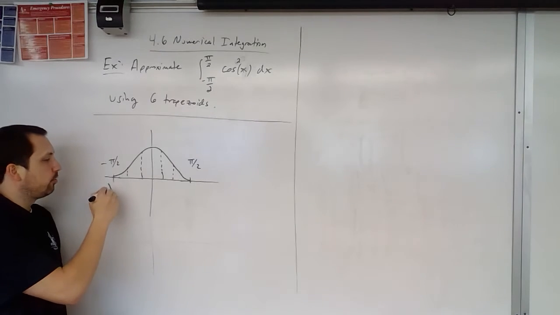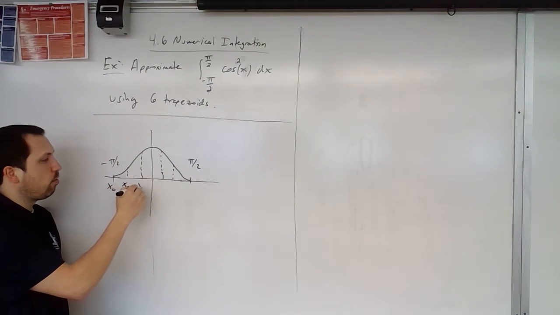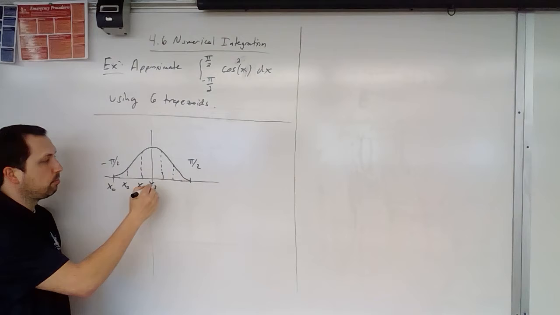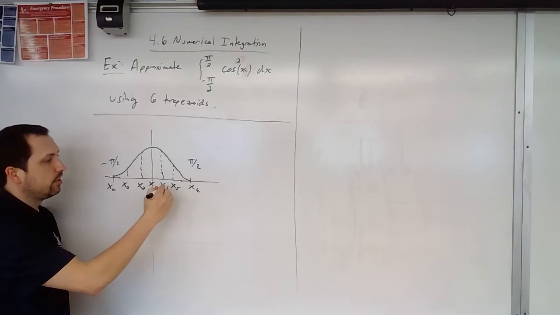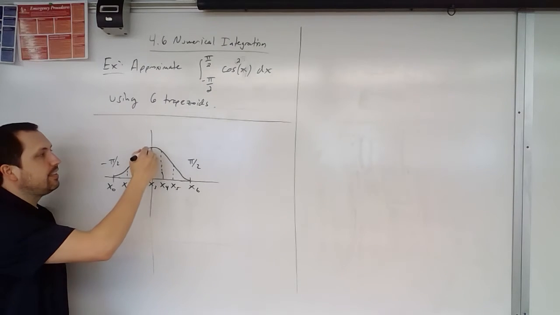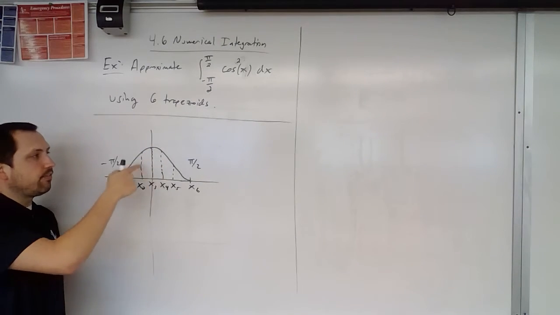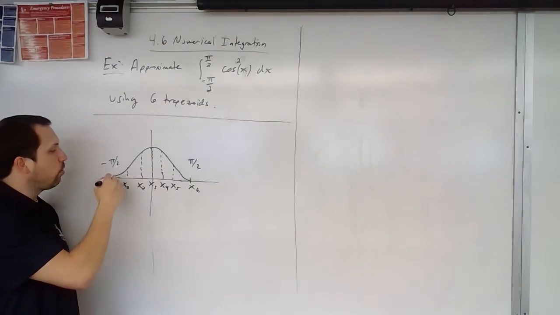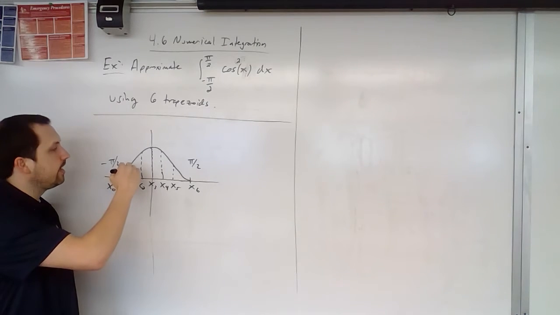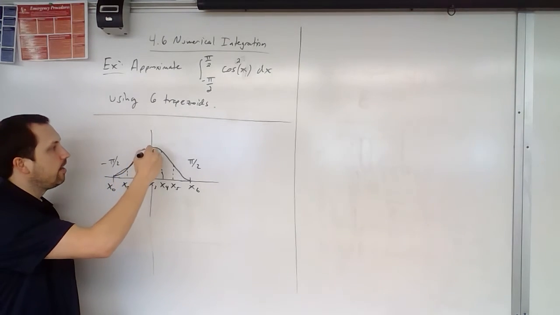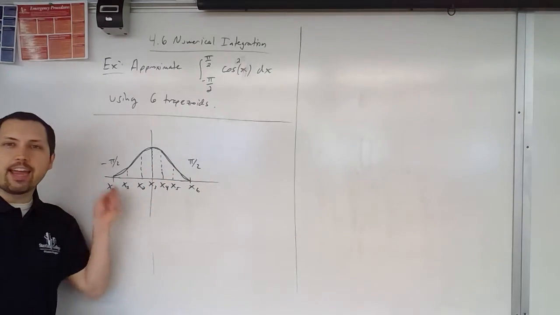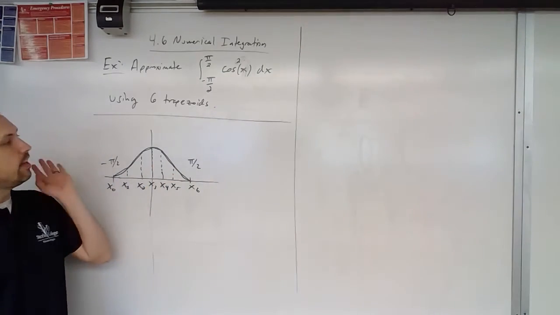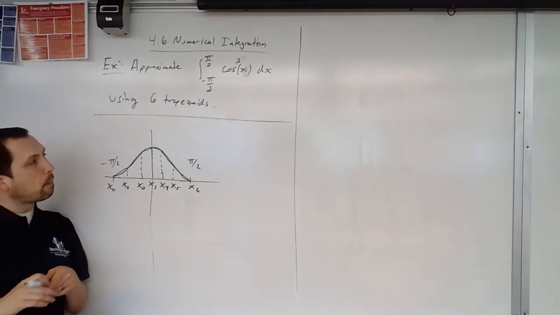If we wanted to call this x sub 0, this would be x sub 1, this would be x sub 2, this would be x sub 3, x sub 4, x sub 5, and x sub 6. So we have these different endpoints, but we have these 6 regions, and what we're calculating is this area found by these 6 trapezoids. So we find the area of each of those trapezoids, and then we're going to be done.